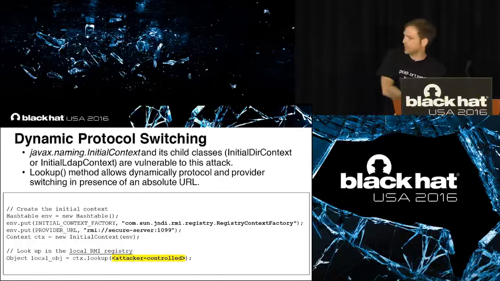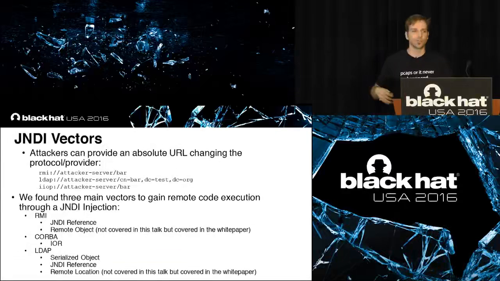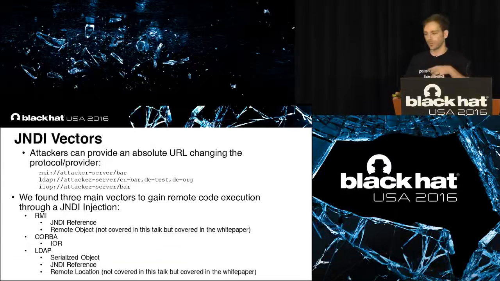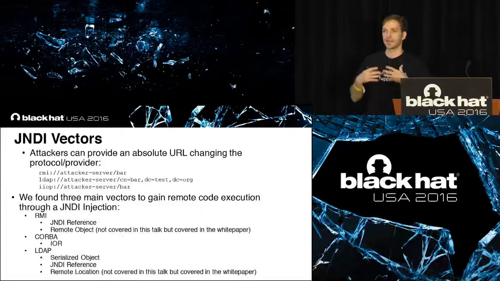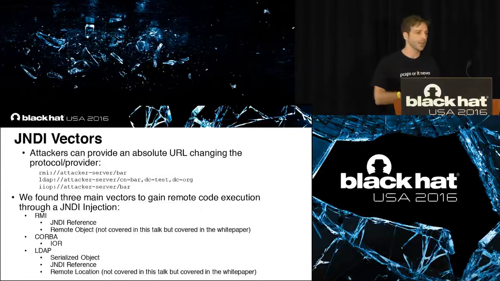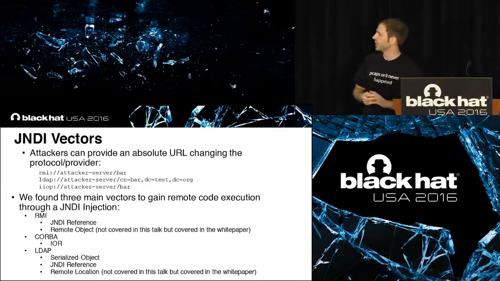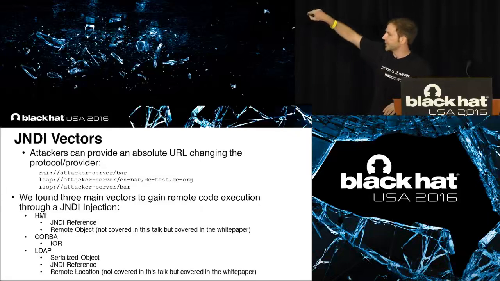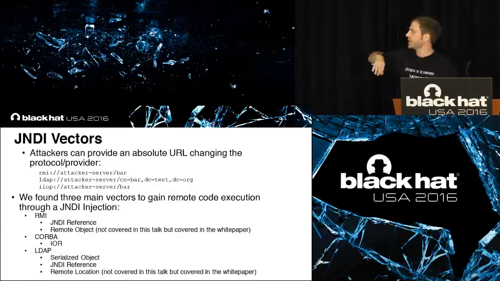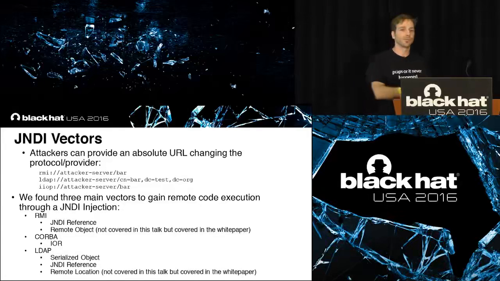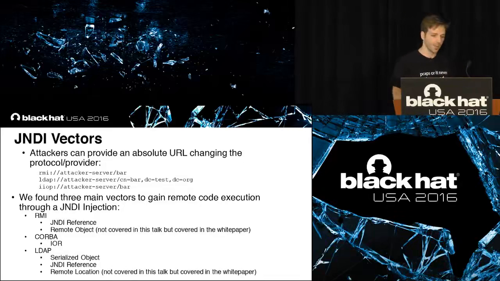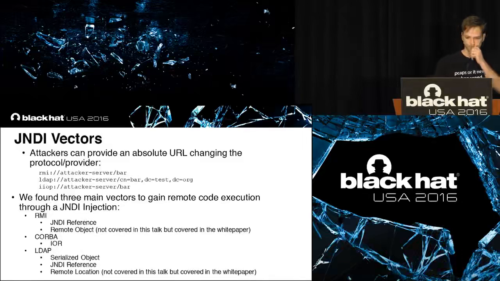Attackers can use different protocols, as we saw before. JNDI can interact with different naming and directory services, for example RMI, LDAP, CORBA, and so on. By providing URLs like the ones on the top of the slide, they can point to their own controlled server using RMI, LDAP, CORBA, or other protocols.